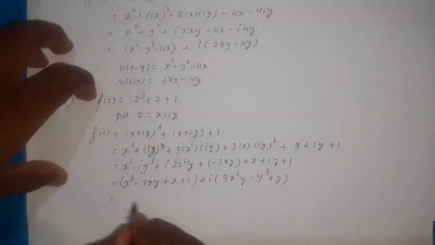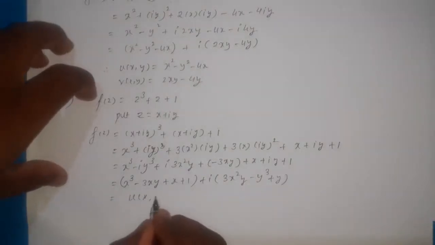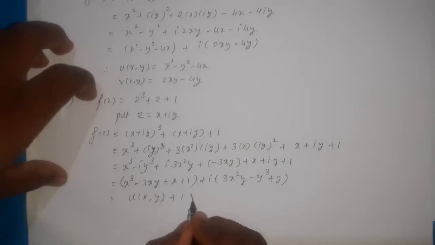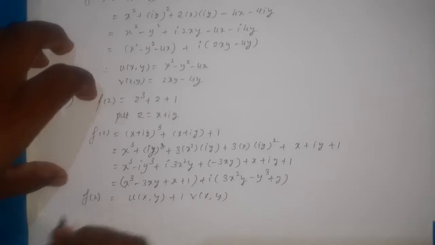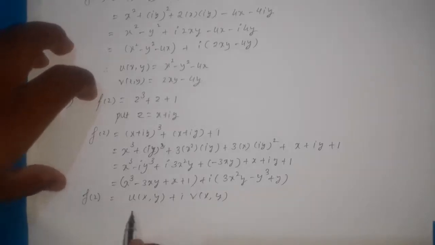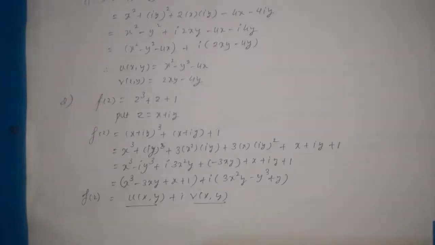One more term which is multiplied by i is y. So therefore it is equal to u of x comma y plus i v of x comma y, which is equal to f of z. So the real and imaginary parts of the function of a complex variable are x cube minus 3xy plus x plus 1 and 3x square y minus y cube plus y. These two are the real and imaginary parts of this function.